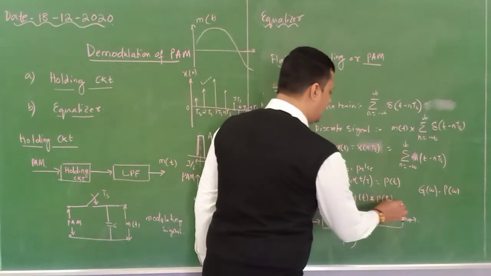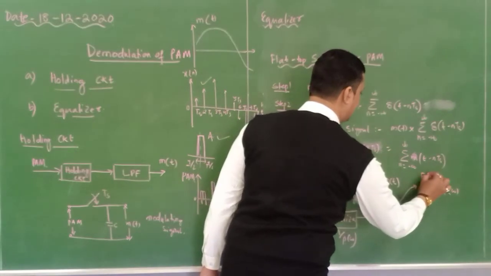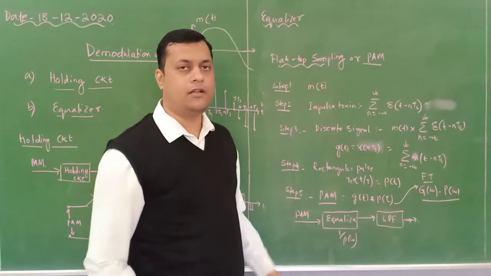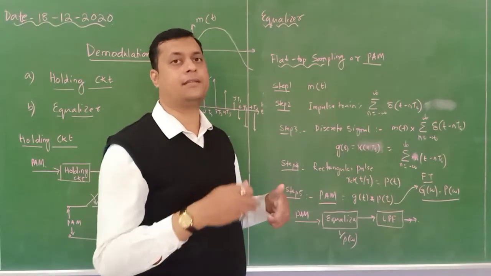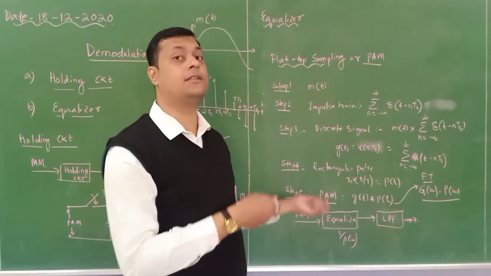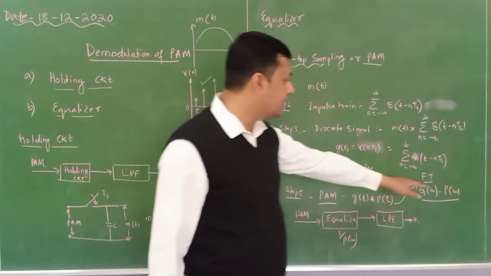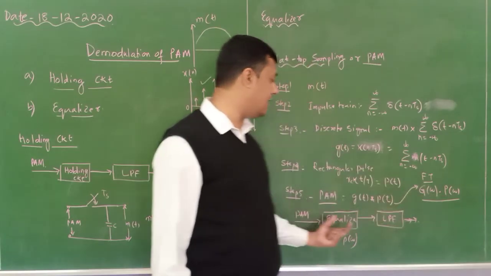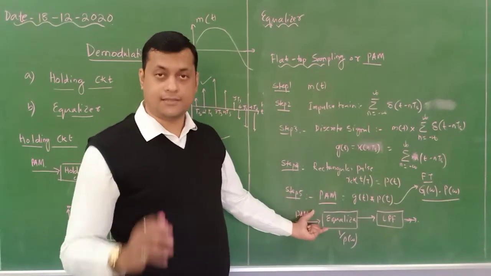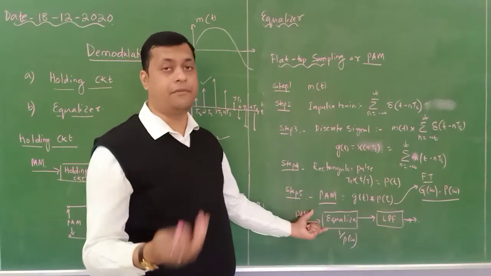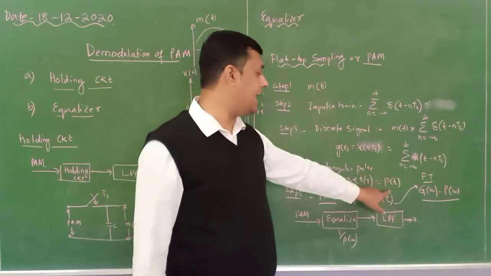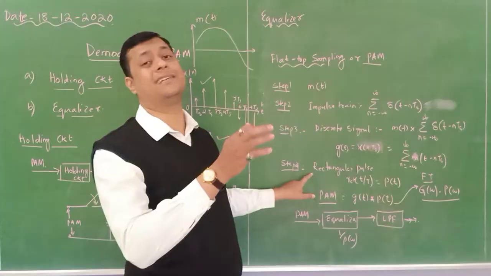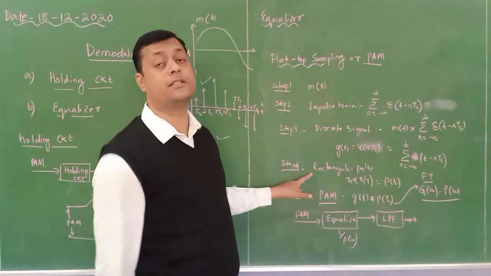So in the frequency domain, the Fourier transform gives you G of omega into P of omega. You need to suppress those rectangular pulses so that the original signal can be recovered. So this P of omega you need to equalize. How is it done? With the help of an equalizer. An equalizer is a system, or you can say a device, whose response is inversely proportional to the rectangular pulse, so that the rectangular pulse can be removed and we can extract the original modulating signal.